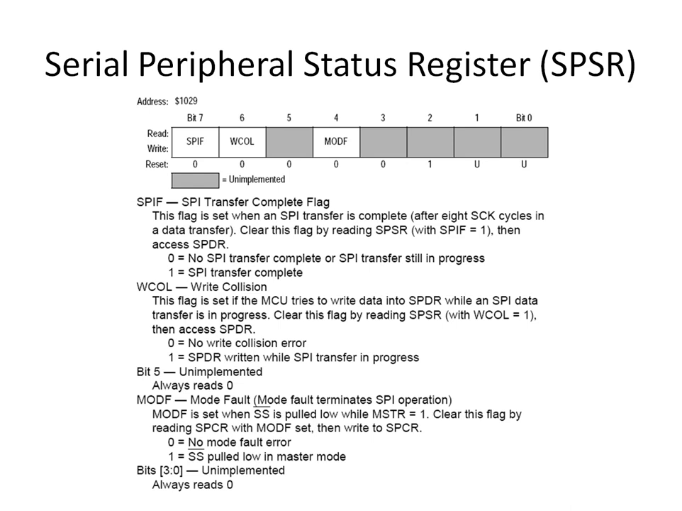Now, looking at the serial peripheral status register, we have just a few bits to take a look at. We have the SPIF, which is the SPI transfer complete flag. This flag is set when an SPI transfer is complete. And we clear this flag by reading the SPSR when the SPIF is equal to 1 and then accessing the SPDR. So this bit is very helpful in that it'll tell us when a transfer has been completed.